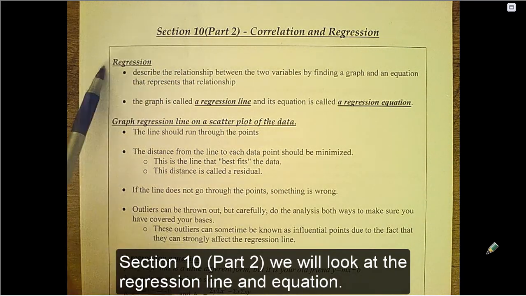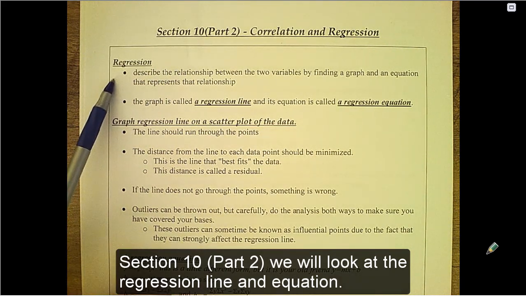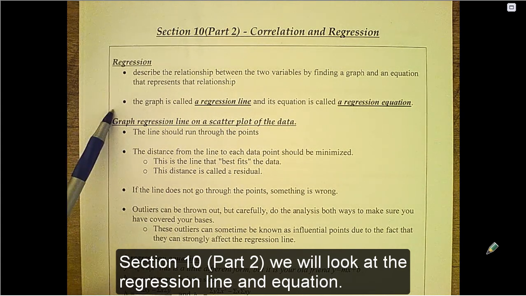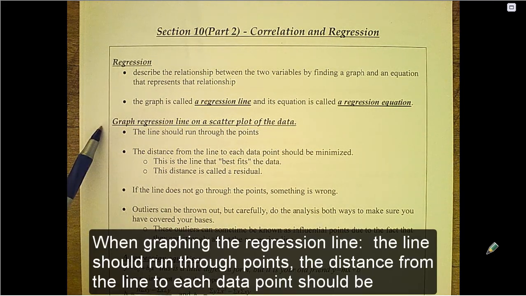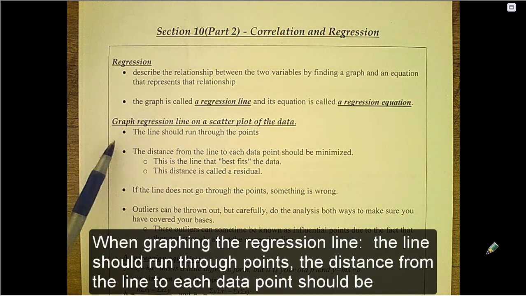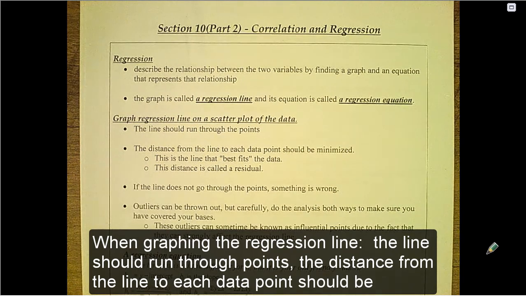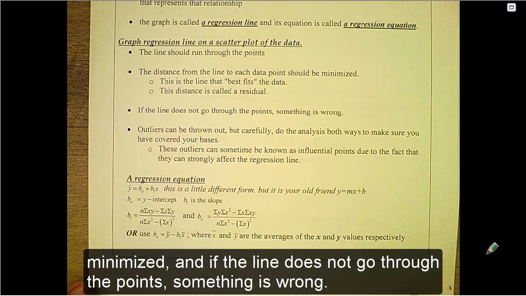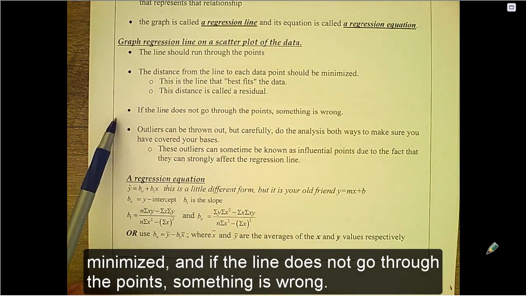Section 10, Part 2, we will look at the regression line and equation. When graphing the regression line, the line should run through points. The distance from the line to each data point should be minimized, and if the line does not go through the points, something is wrong.